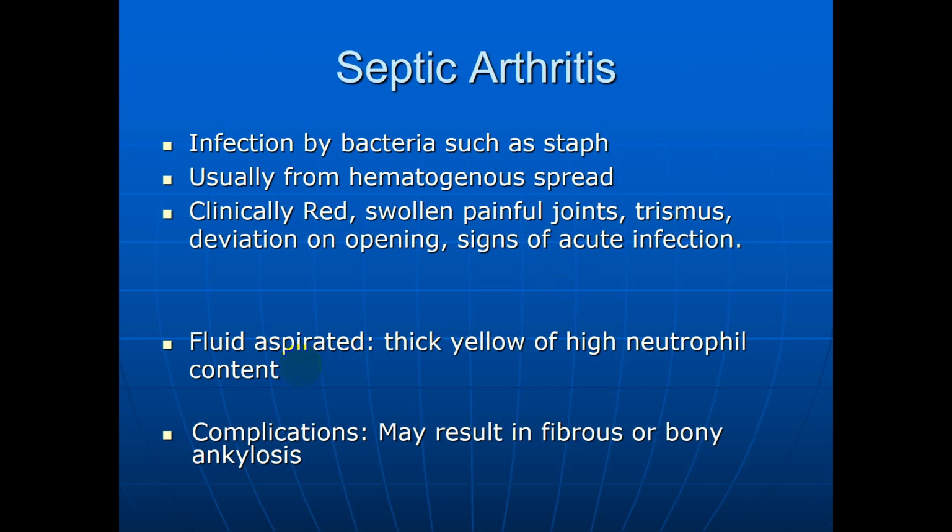What is the prognosis and the complications of septic arthritis? It might heal uneventfully, or it might result in fibrous or bony ankylosis of the joint. So there will be a long-lasting disturbance or a change in the joint range of movement.